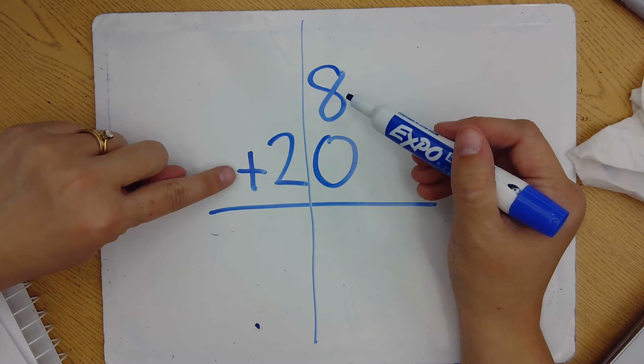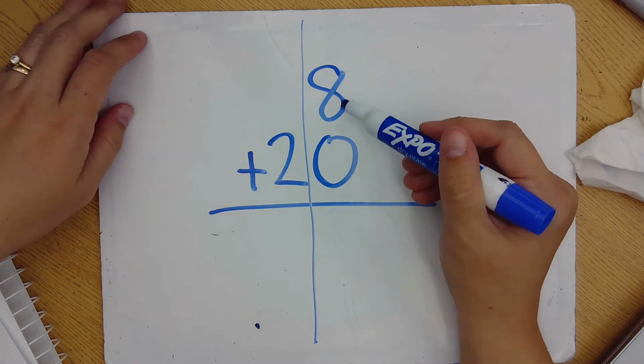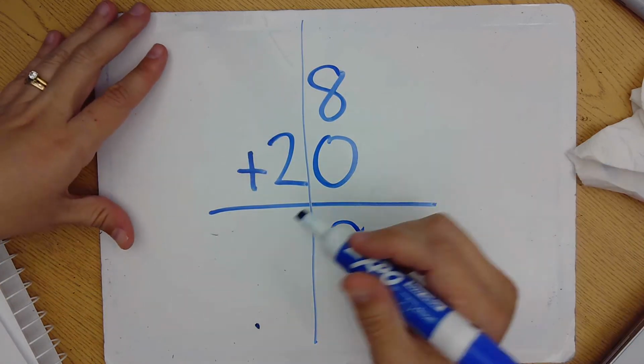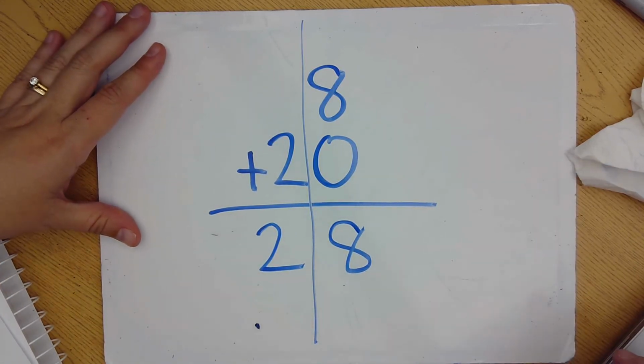8, remember, pay attention to the sign. That's really important. 8 plus 0 is 8. 2 plus nothing else is still 2. And my answer is 28.